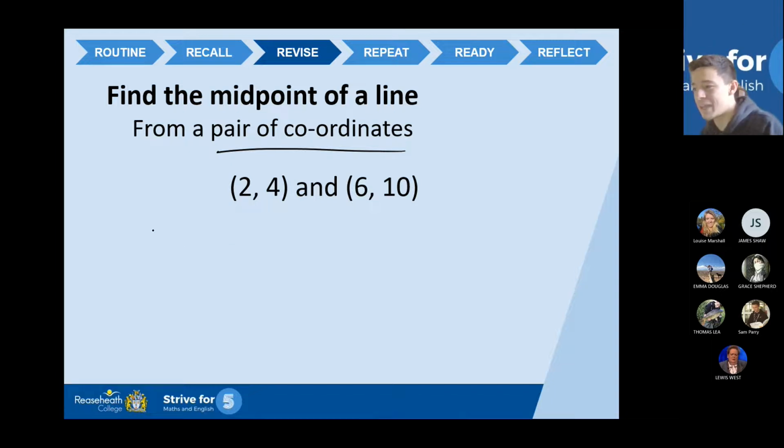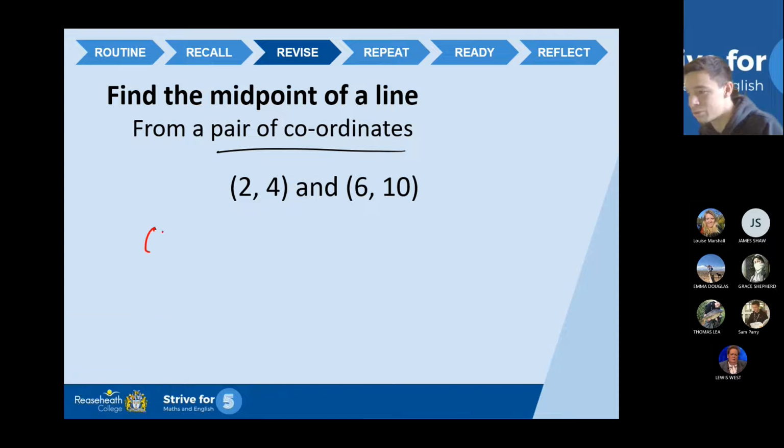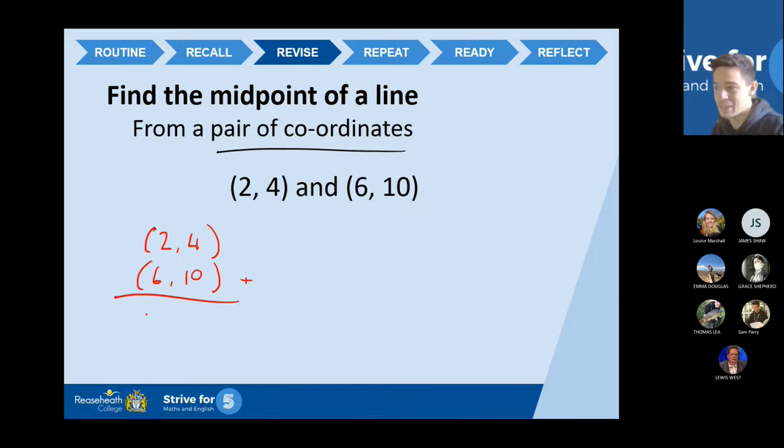So let me show you what that looks like in action. Let me change the colour of my pen to red so it stands out a little bit. So we've got 2, 4. I'm going to add that to 6, 10, okay? So that's 2 add 6, gives me 8. And then 4 add 10 gives me 14. Now, once I've done that, I need to do one final thing. I need to divide it by 2. I need to half it to give me my halfway point, okay?